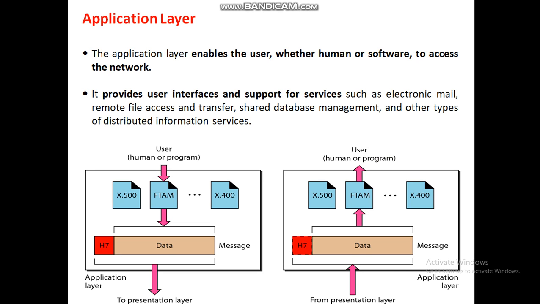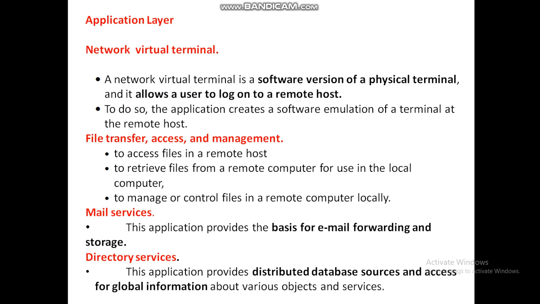Here the actual communication of the user and the system, or the interface between the user and the system, happens at this application layer, and various types of applications are used. Some examples are given here. The main activities include virtual network or remote login. We can replace the term with another term, remote login. And file transfer, access management, mail services and directory services are examples of application layer processes.